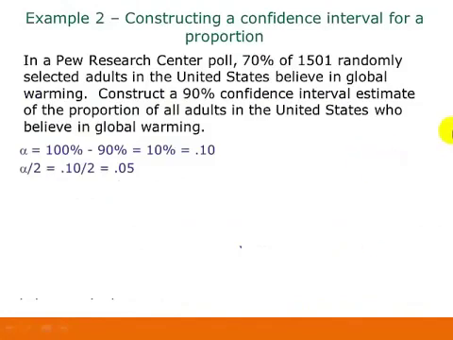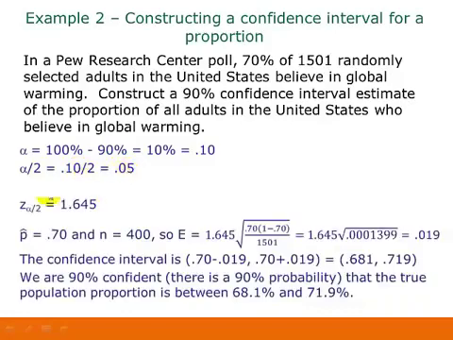Here's another example. In our Pew Research Center poll, 70% of 1,501 randomly selected adults in the United States believe in global warming. Construct a 90% confidence interval estimate of the proportion of all adults in the United States who believe in global warming. What we're being asked for here is a 90% confidence interval for the population proportion. So first we would find alpha. Alpha is 100% minus 90%, so that's 10% or 0.10. Alpha over 2 would be 0.05. Our critical value that we will use is positive 1.645.